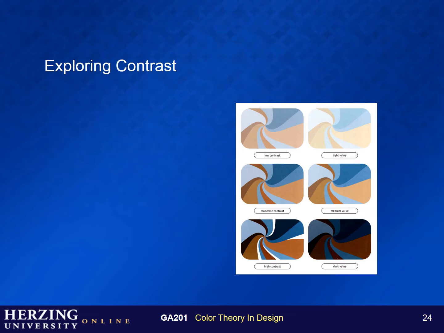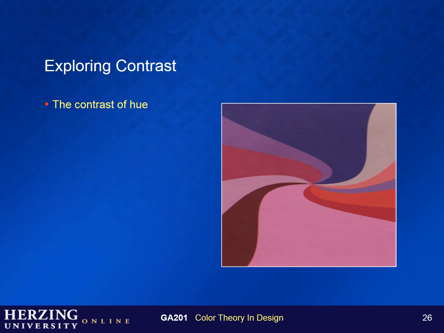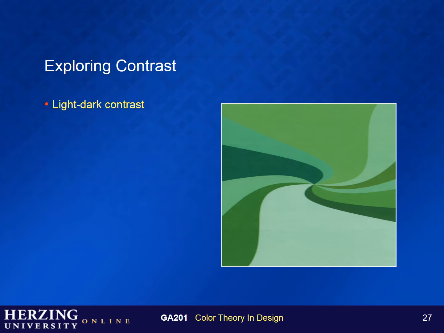Exploring contrast. Effective manipulation of contrast is a powerful resource to a designer seeking a visually striking palette. The following slides detail the 7 most prominent types of contrast. The contrast of hue, the juxtaposition of colors at their most intense. Light-dark contrast, formed by the juxtaposition of light and dark values, including those in monochromatic compositions.